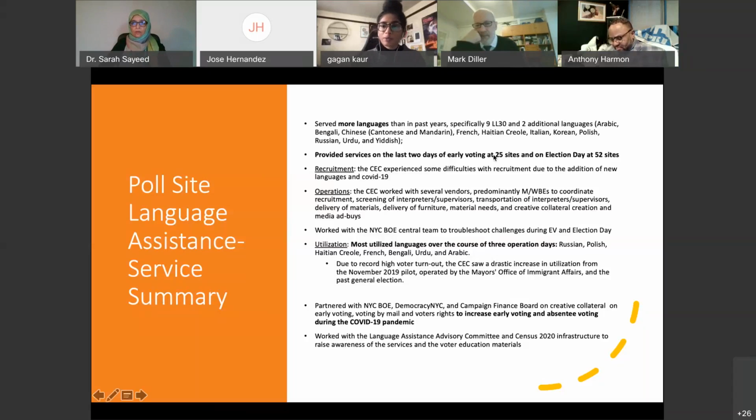Services were provided in 2 languages per early voting site, with the exception of 3 sites that served 3 languages. On election day, 1 language was served per poll site, with the exception of 1 poll site that served 2 languages. The reasoning is that there are certain languages with the highest concentration of speakers at a site where there are already 2 languages being served. So instead of going to the next ranking site, we serve 3 languages instead of 2.